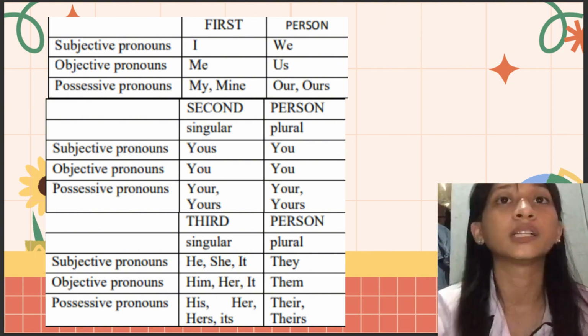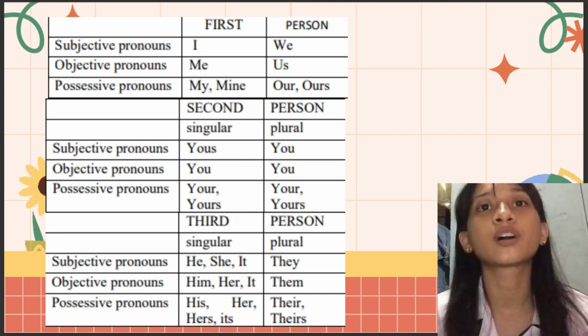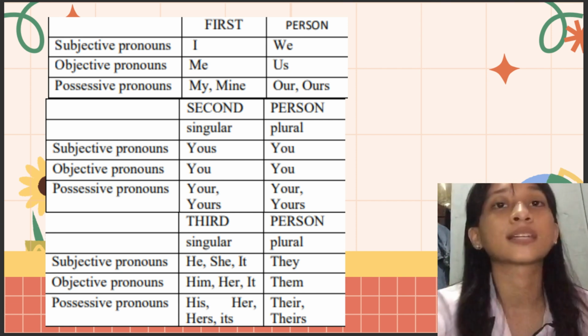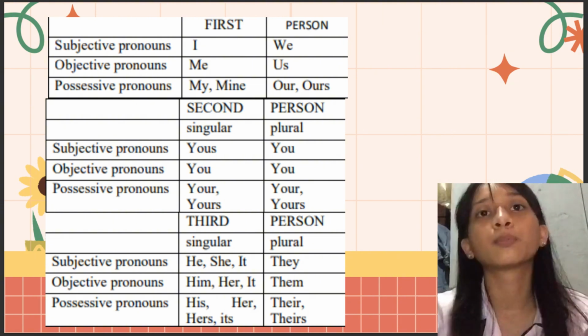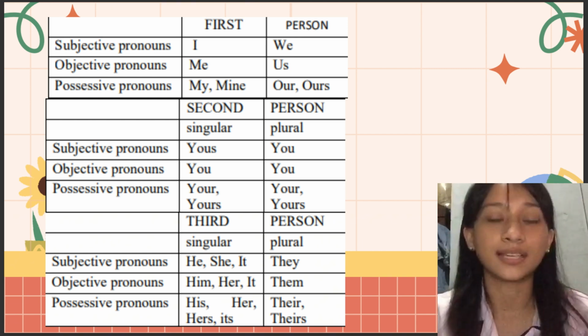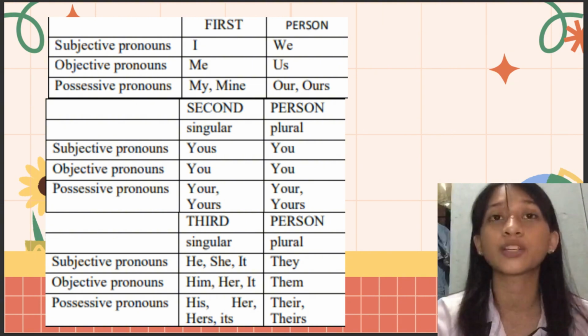Moving on to the plural. The plural subjective pronoun is we. We talk to our neighbors. The plural objective pronoun is us. He talks to us. The possessive plural pronoun is our. Our school is huge.